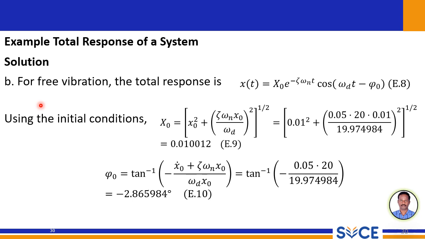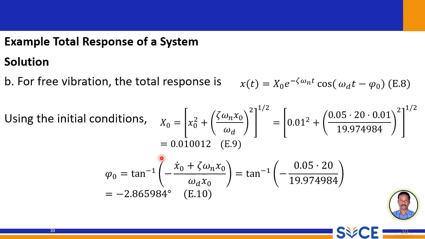Let's move on to the second scenario, where we need to find the total response of the system under free vibration, meaning there is no external force. For free vibration, the total response x of t is given by this equation 8. This equation represents damped sinusoidal oscillation, where x naught is the initial amplitude, psi is the damping ratio, omega n is the natural frequency, omega d is the damped natural frequency, and phi naught is the phase angle.